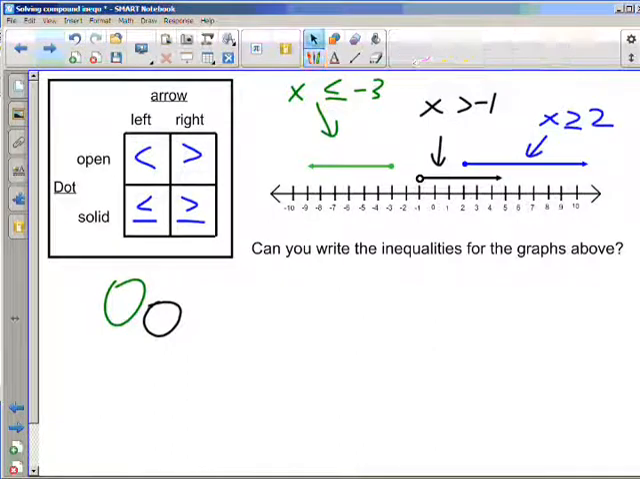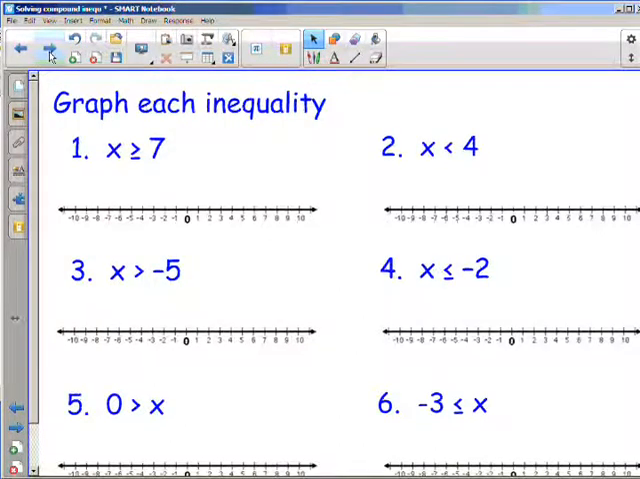Okay? Here we go. Graph each inequality. So here's the inequality. Now can you make the graph? The first one, we're going to start at 7. Recognize that the dot includes the value 7. So we're going to fill that in, call it a solid dot. And you can think of it as the arrow pointing to the right, or greater than or equal, always go to the right. So we put a dot filled in and then an arrow to the right. Once you try number 2, you can hit pause.